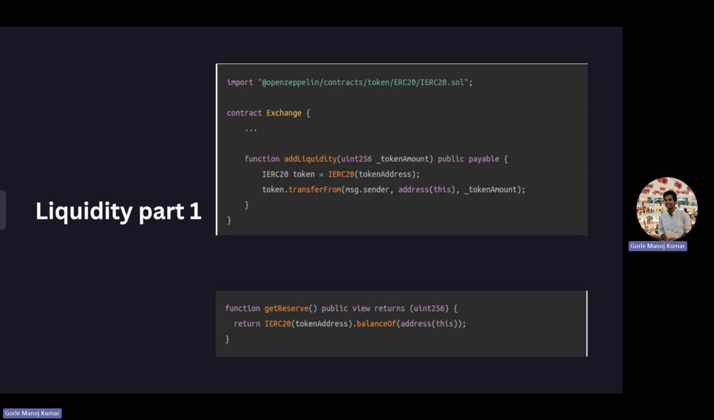So the first line is saying IERC20 token equal to IERC20 token address. This is where we are creating the interface to our ERC20 token.